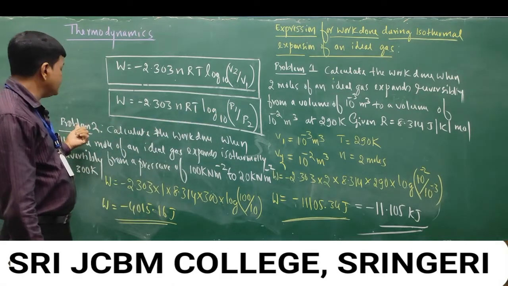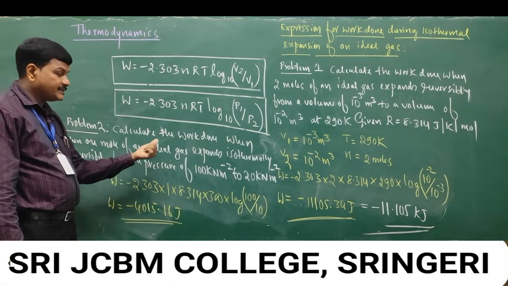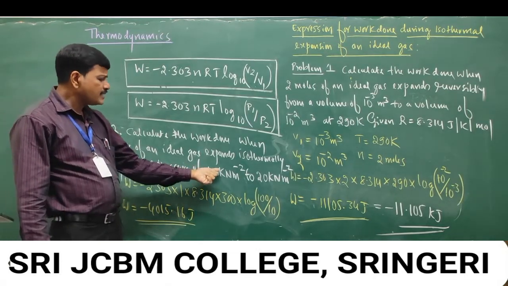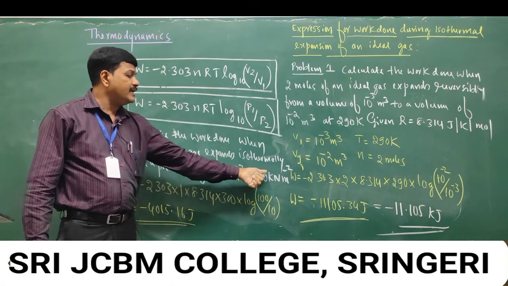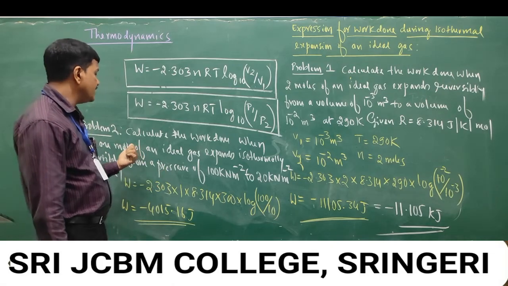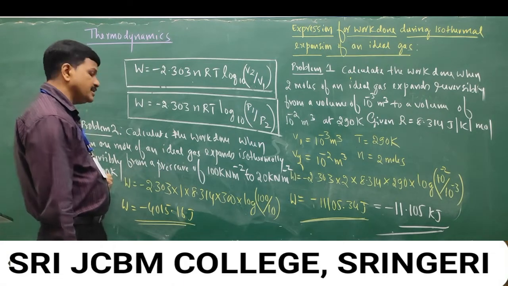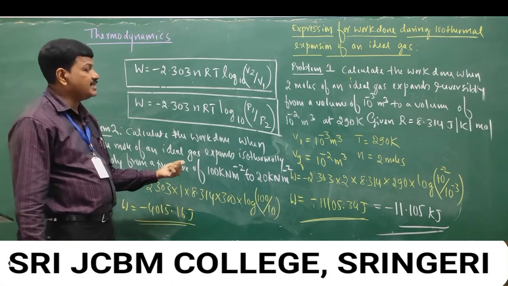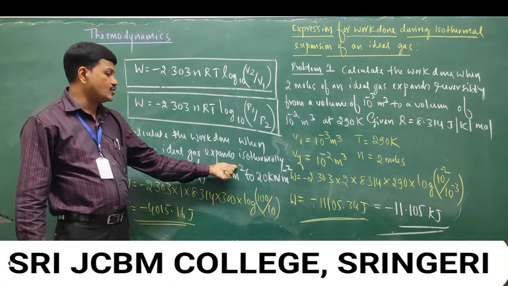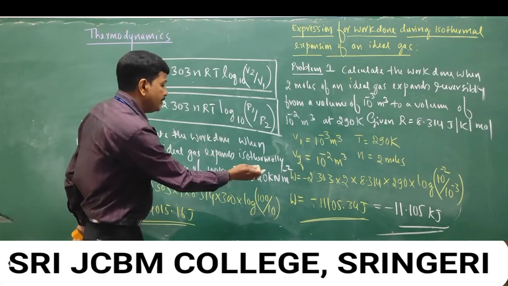So here you can see problem 2. Calculate the work done when 1 mole of an ideal gas expands isothermally and reversibly from a pressure of 100 kilo Newton meter minus 2 to 20 kilo Newton meter minus 2 at 300 Kelvin. So what is given here? n is equal to 1 mole, temperature T is equal to 300 Kelvin, P1 is equal to 100 kilo Newton meter minus 2, and P2 is equal to 20 kilo Newton meter minus 2.